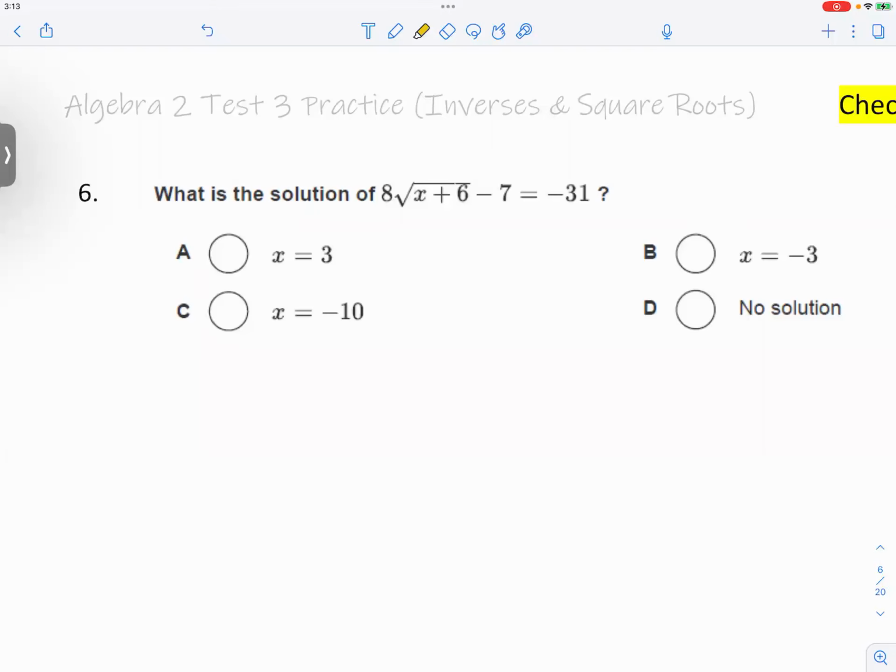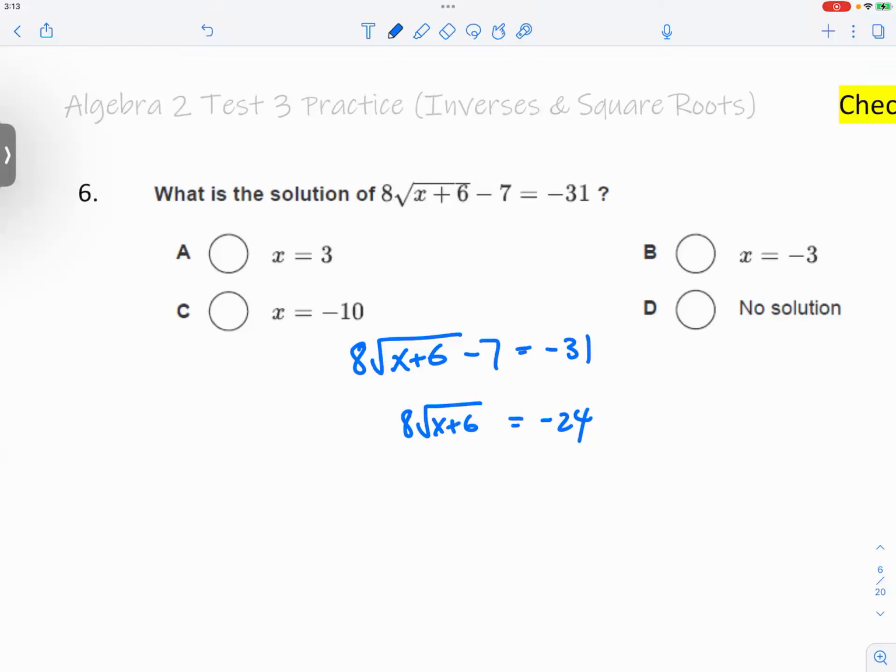All right, number 6. Now, number 6 is going to be very interesting, and it is only going to be interesting if you know something about the nature of a square root of a number. Okay, now let me go ahead and copy this. Okay, and then I'm going to add 7 on both sides, which is going to be negative 24.